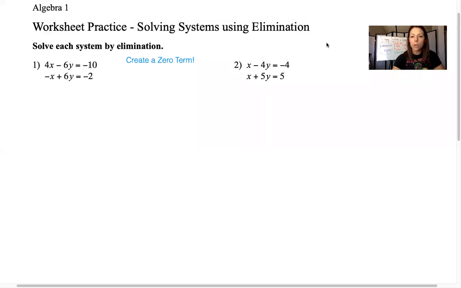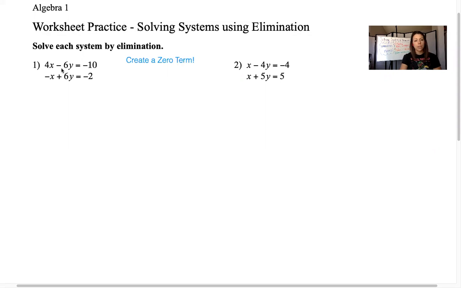Okay, so when you are talking about elimination, elimination means to create a 0 term. So there's 2 ways to create a 0 term. You can either create it with subtraction or you can create it with addition. Now, 0 terms eliminate a term completely because 0 times anything is itself.